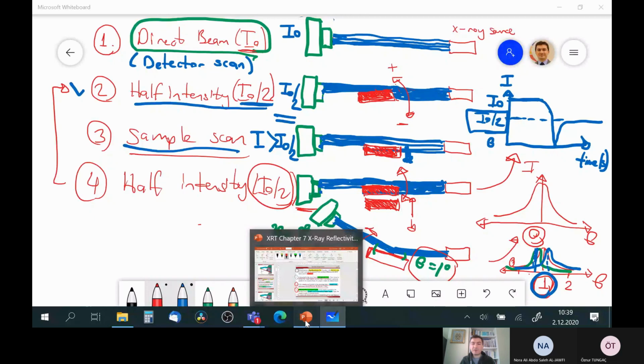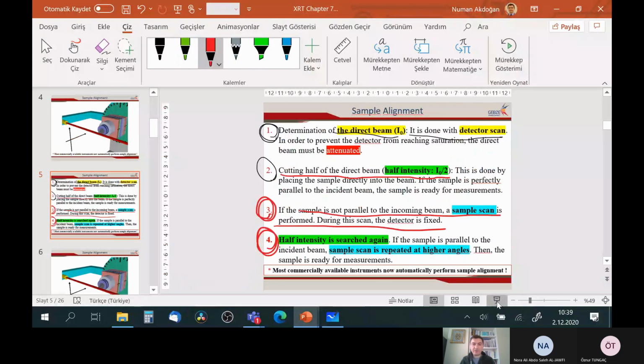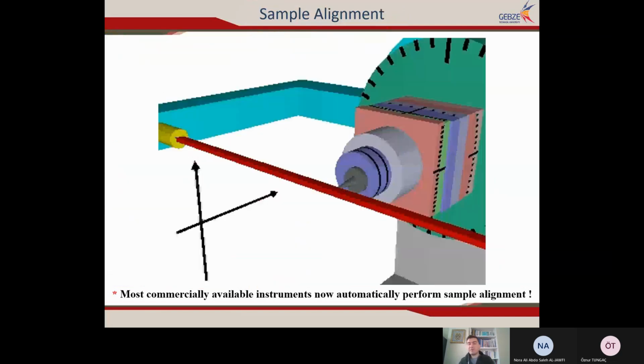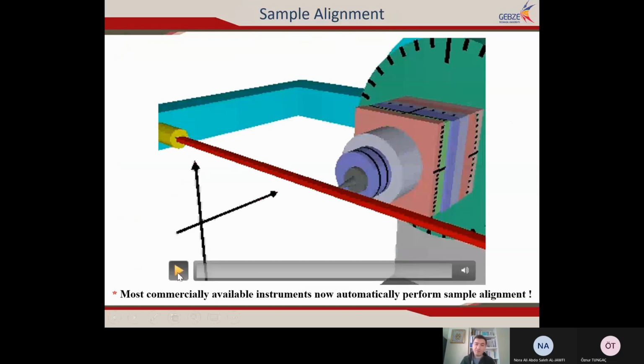So now let me go back to the transparency. We have learned all the steps in the sample alignment. As a final step, the sample scan is repeated at higher angles. Then the sample is ready for measurements. As I told you, all these steps which we have discussed here are done by the instruments automatically in commercial instruments. Here, I will repeat this animation and this will be more meaningful than before.